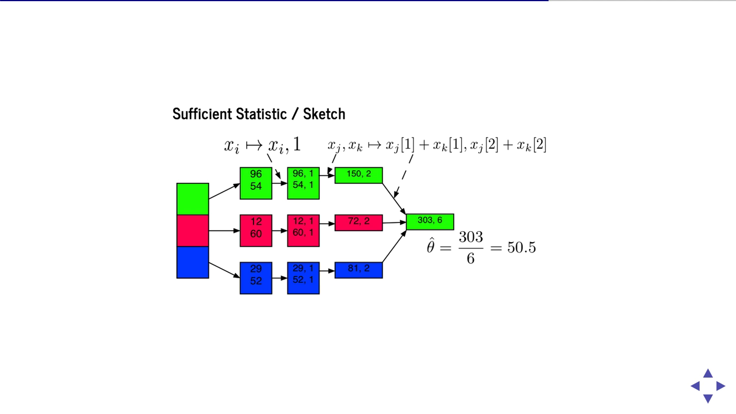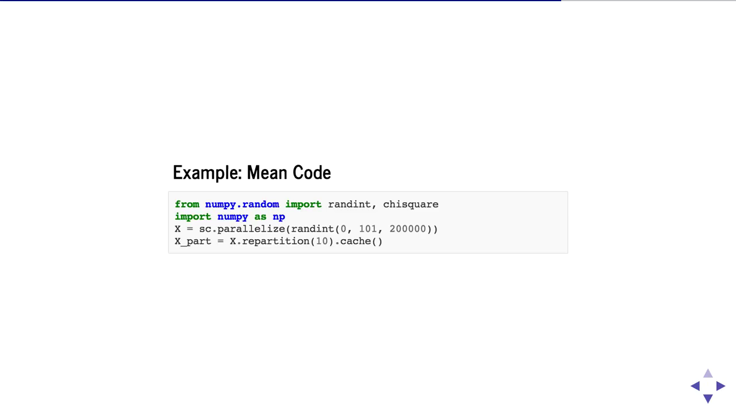So this is actually Spark code with the Python API. When initialized, Spark already creates an object called SC, which is a connector to Spark. So basically, I parallelize a random set of 200,000 integers, and then partition it up into 10 partitions.